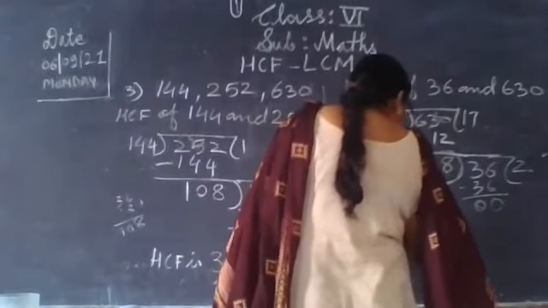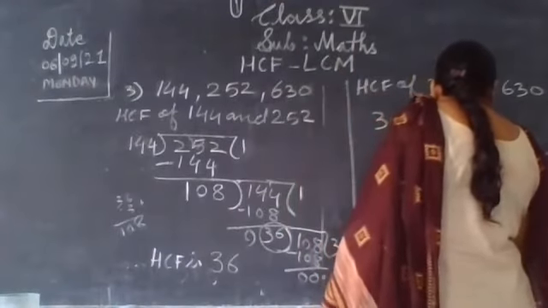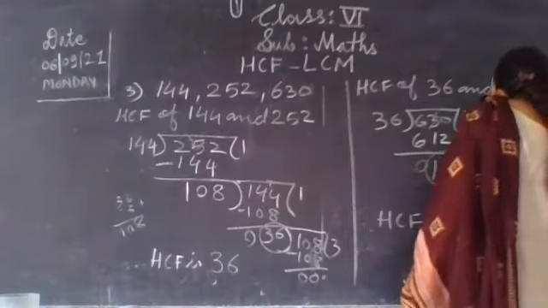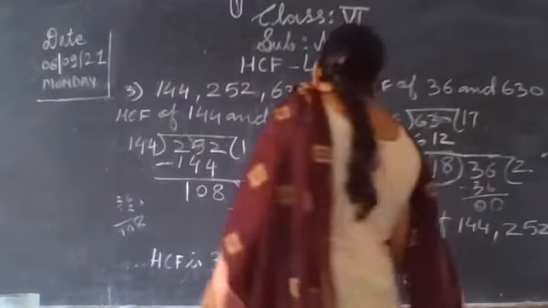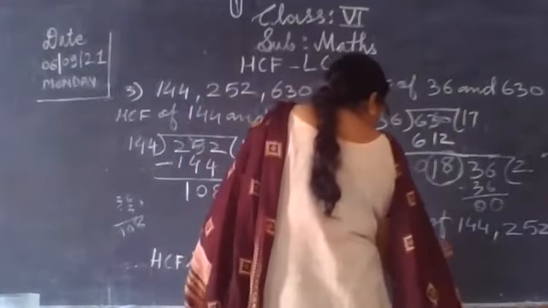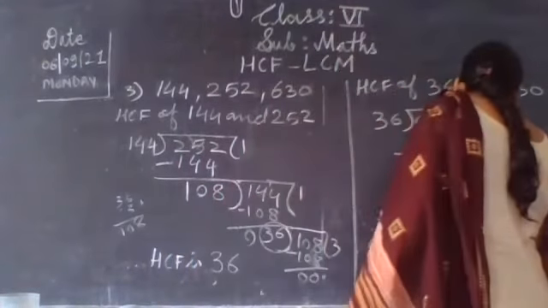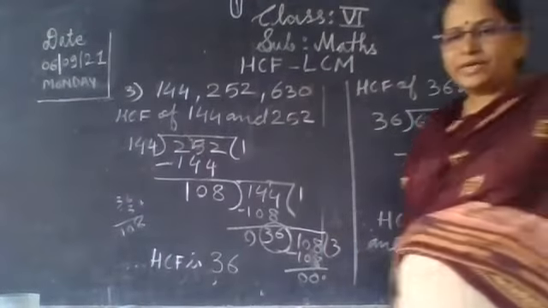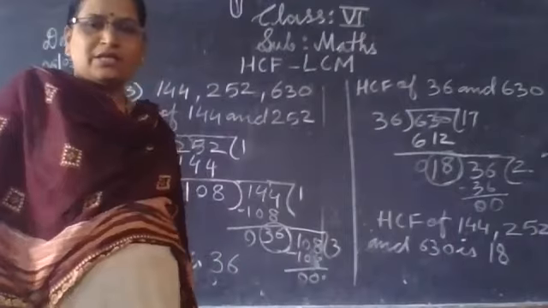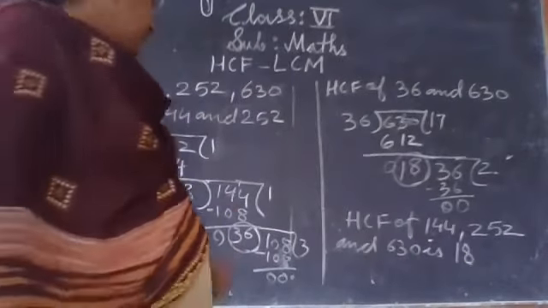Therefore, HCF of 144, 252 and 630 is 18. Got it, beta? That is how to find the HCF of these three numbers. So shall we try one more question? Okay. See.